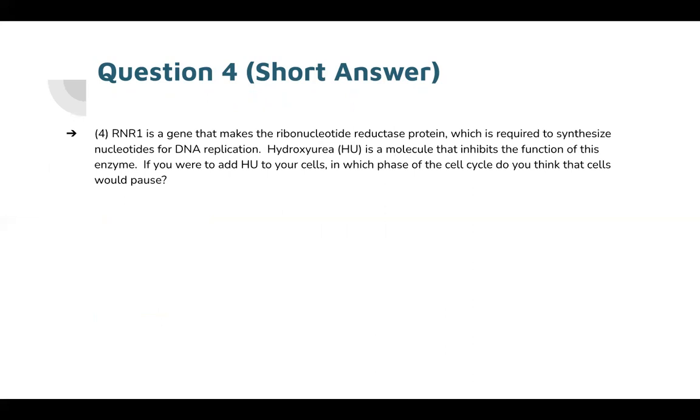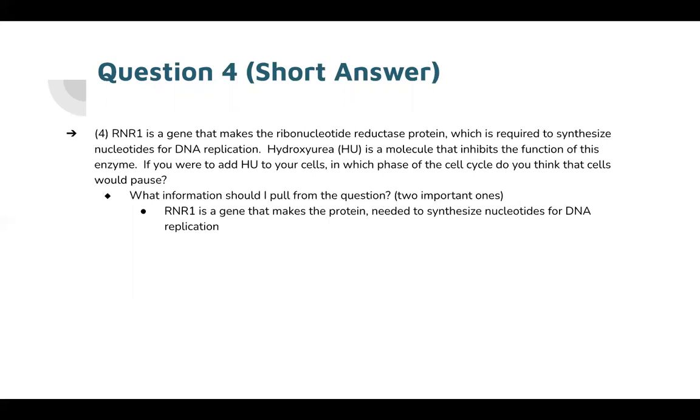Hydroxyurea is a molecule that inhibits the function of this enzyme. If you were to add hydroxyurea to your cells, in which phase of the cell cycle do you think the cells pause? Whenever you're doing a question on the exam, this is what I always do. What information should I pull from the question? I think the first important piece of information is that RNR1 is a gene that makes the protein needed to synthesize nucleotides for DNA replication.